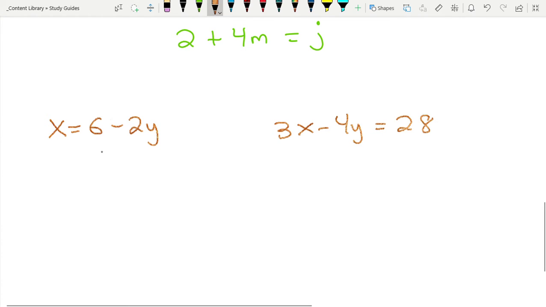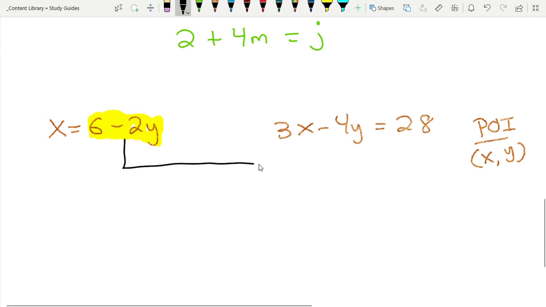So what we have here is, when we're looking for a POI, we're looking for an x value and a y value. Well, they don't tell us an x number or a y number, but they do tell us something. They tell us what x is equal to. X is equal to 6 minus 2y. So when I see this x over here, I now know what to put in for it. I know that the x should have been a 6 minus 2y.